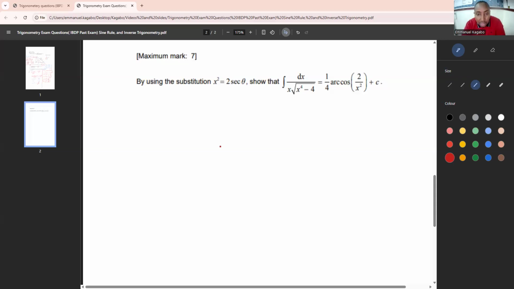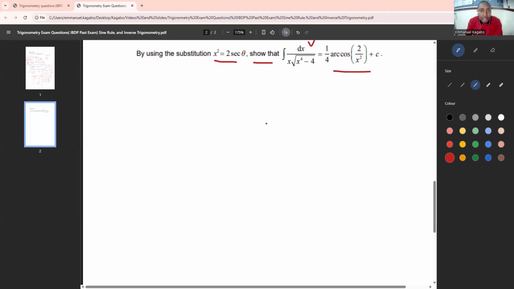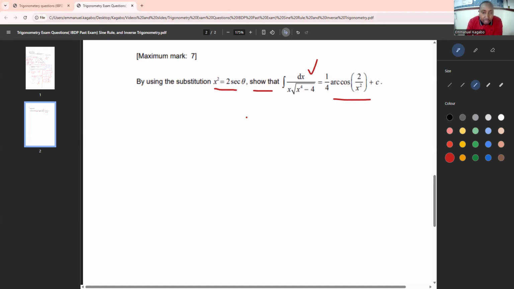By the way, before you do it, you can pause the video and try the question first. It's a 7-marker question. They give you a hint of how to approach it. They even told you that when you do the integration of this, the answer will be this one. Are you ready? So let us start.